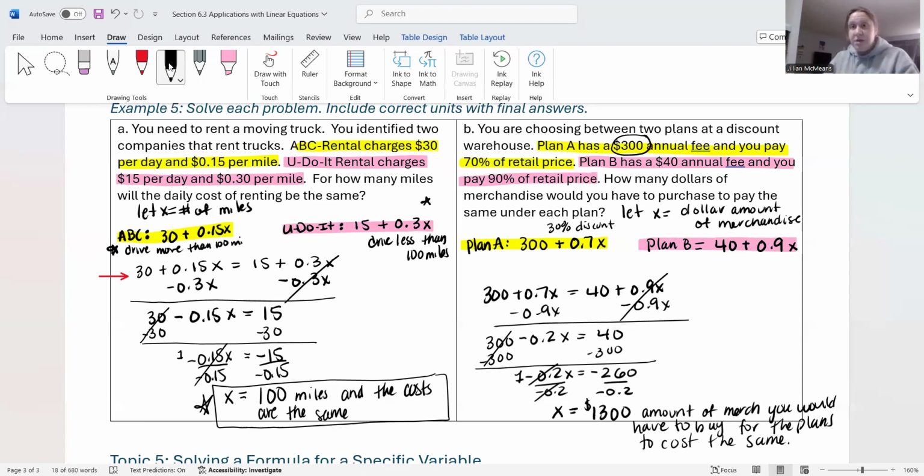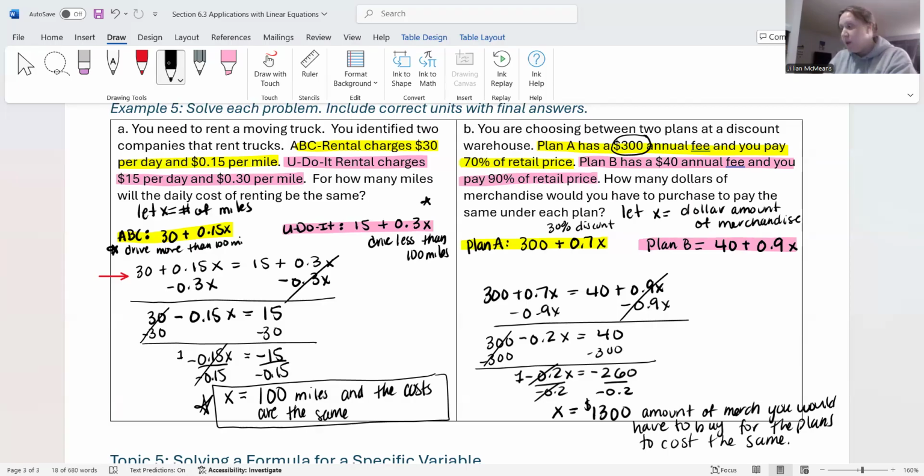Now, say you're just a single person, you're going to get your prescriptions here, you're going to buy your toilet paper in bulk, you're going to buy your cans of Diet Coke, you're going to spend some money here and there, but it's not going to be that much per year. You're going to benefit much more from the lower annual fee. Even though you're paying a larger percentage of the retail price, if you're not spending $1,300 or more, you're actually going to benefit from plan B.